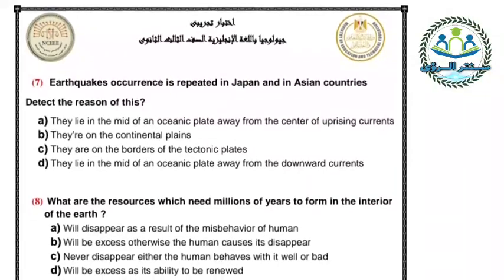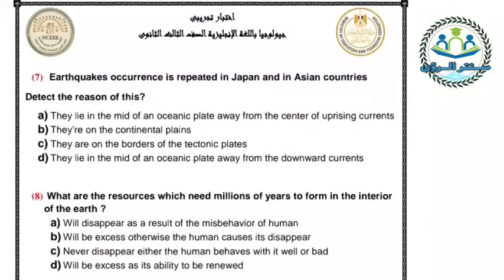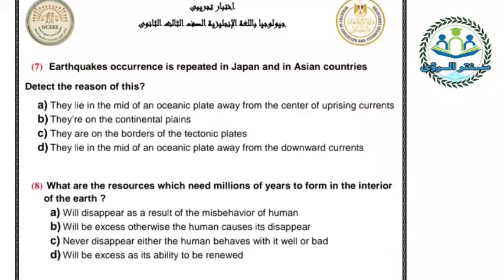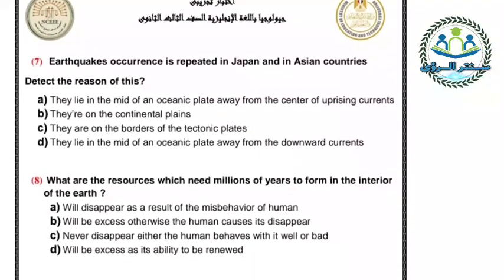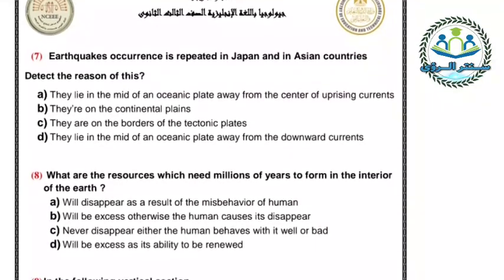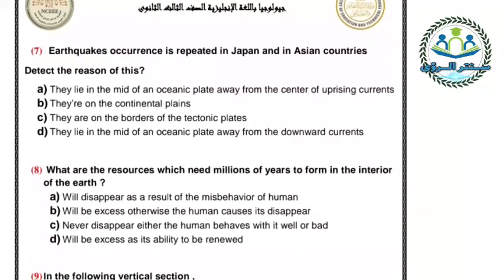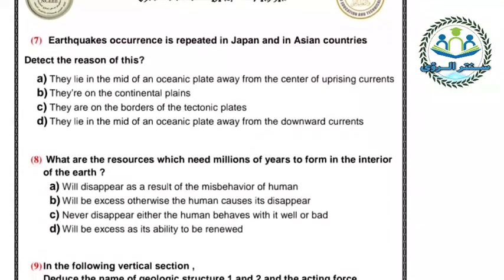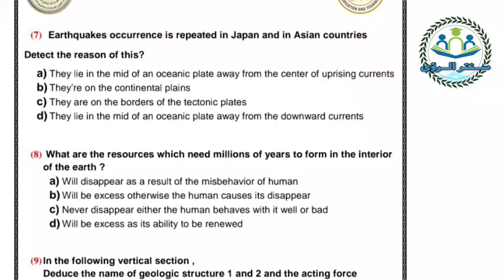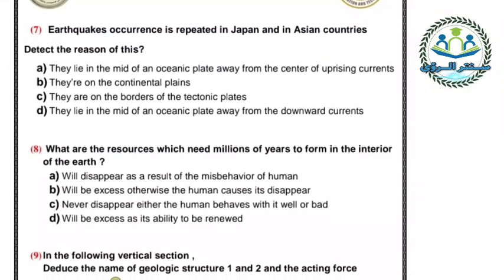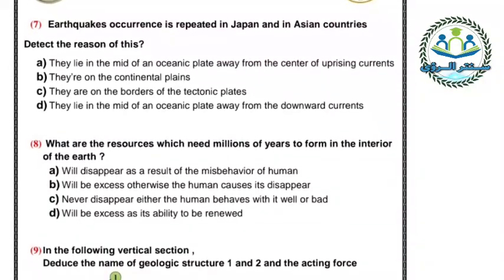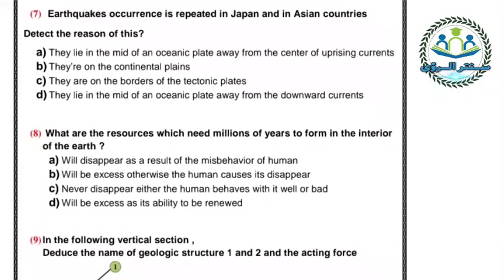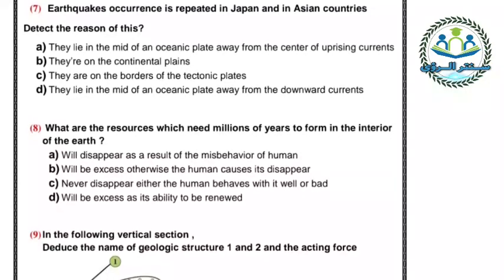7. Earthquakes occurrence is repeated in Japan and in Asian countries. Detect the reason of this. A. They lie in the mid of an oceanic plate away from the center of uprising currents. B. They are on the continental plains. C. They are on the borders of the tectonic plates. D. They lie in the mid of an oceanic plate away from the downward currents.